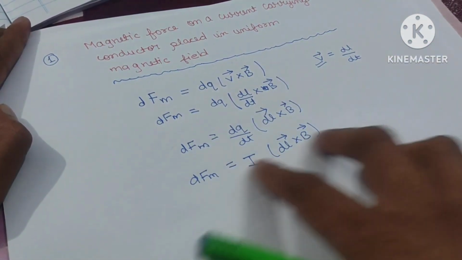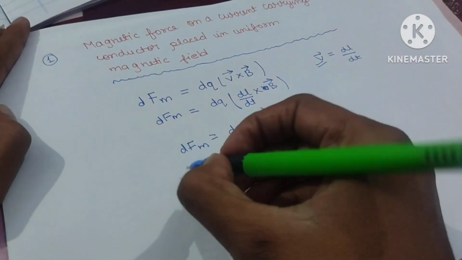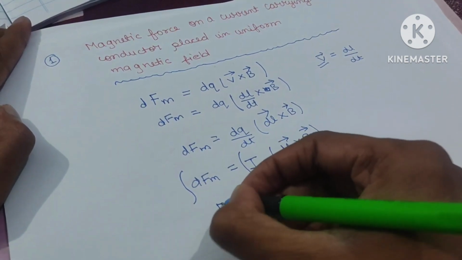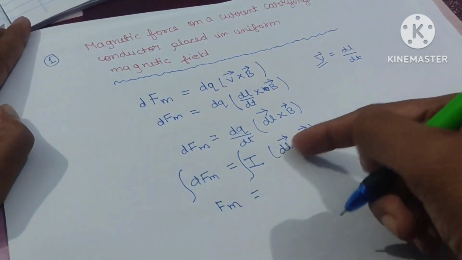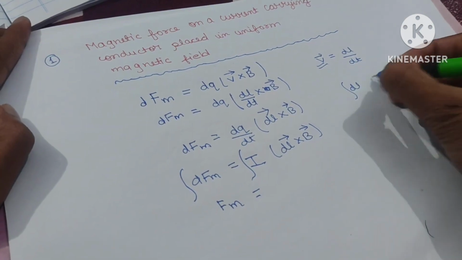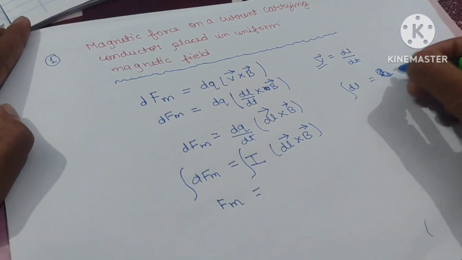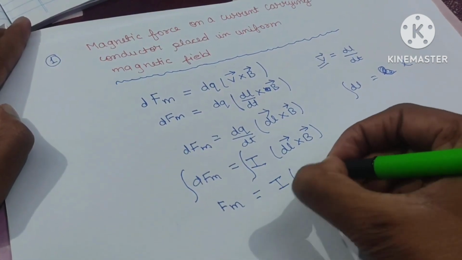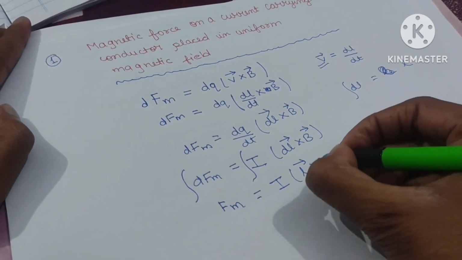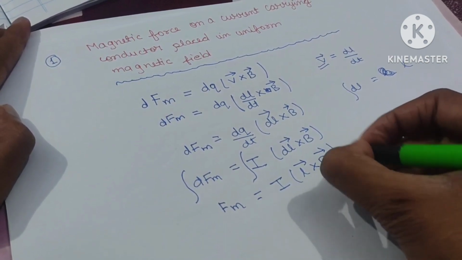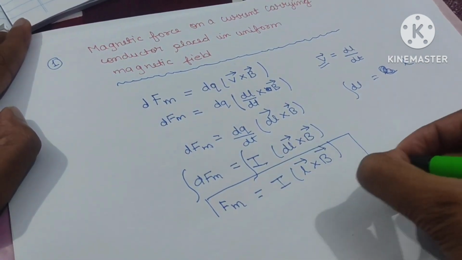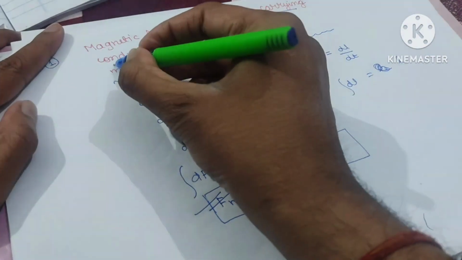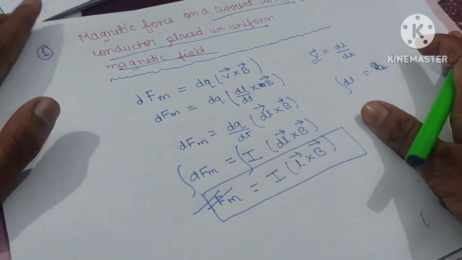Now we'll integrate both sides. If we integrate both sides, it will become F_m, and if we integrate dl, it will become l. So F equals I into l cross B. This is our magnetic force on a current carrying conductor placed in a uniform magnetic field.